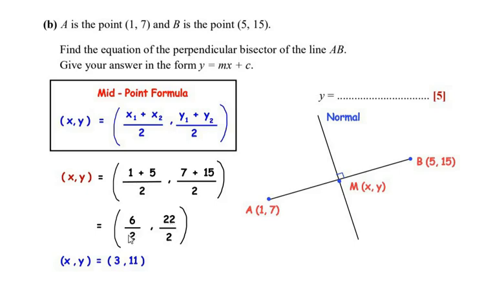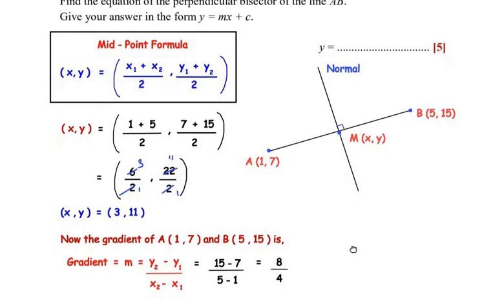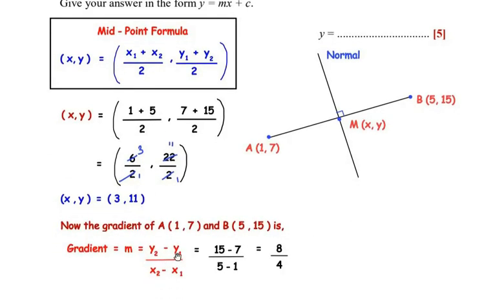Now 6 goes in the table of 2, that is 2 1 times is 2 and 2 3 times is 6, and 22 also goes in the table of 2, that is 2 1 times is 2 and 2 11 times is 22. So we get the coordinates of the midpoint as 3, 11. Now once we have got the coordinates of the midpoint M, let us try to find out the gradient of the line AB by using the formula. The gradient M is equal to y2 minus y1 over x2 minus x1.